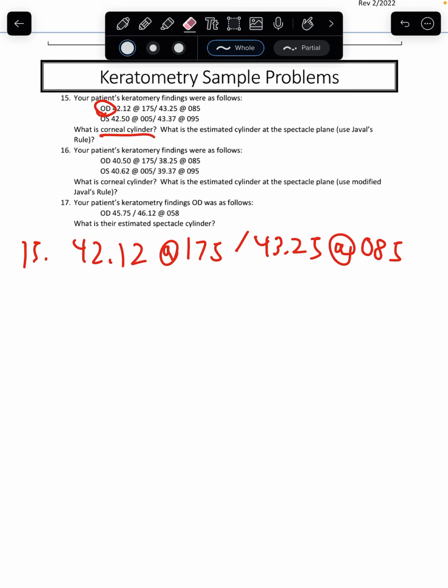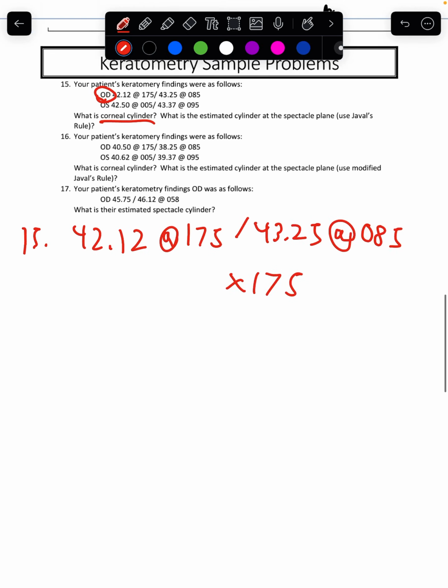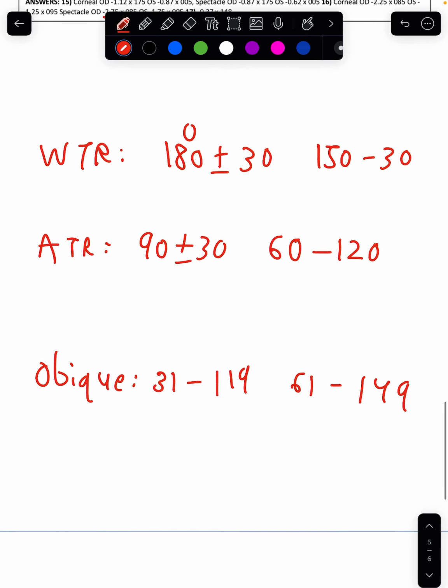The next thing we want to do, since we know our final axis is going to be 175, we have to decide whether this is against the rule, with the rule, or oblique. So here are the ranges for with the rule, against the rule. So for with the rule, it's 180 plus or minus 30. Keep in mind that 180 and 0 are the same thing. So in this case, the range is 150 to 30.